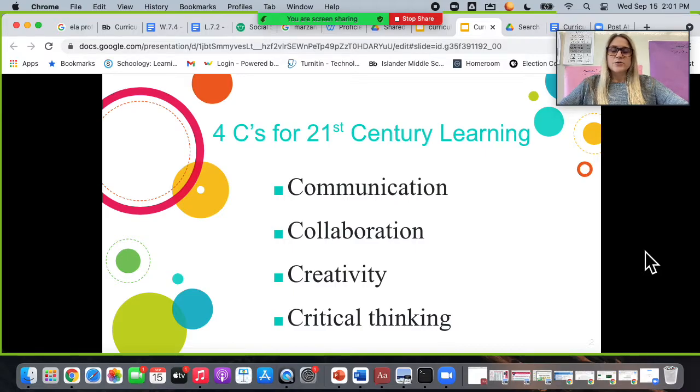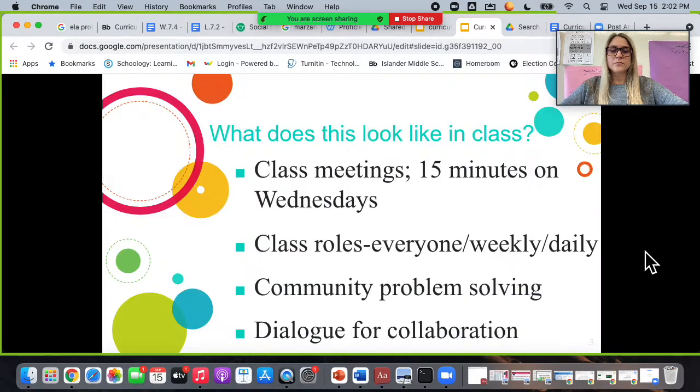For 7th grade language arts and social studies, we will have a universal focus on the 4 C's of 21st century learning: communication, collaboration, creativity, and critical thinking. Some of the ways this happens in class is through class meetings, class roles, community problem solving, and an open dialogue for collaboration. For example, our classes have already created class agreements using a collaborative process.